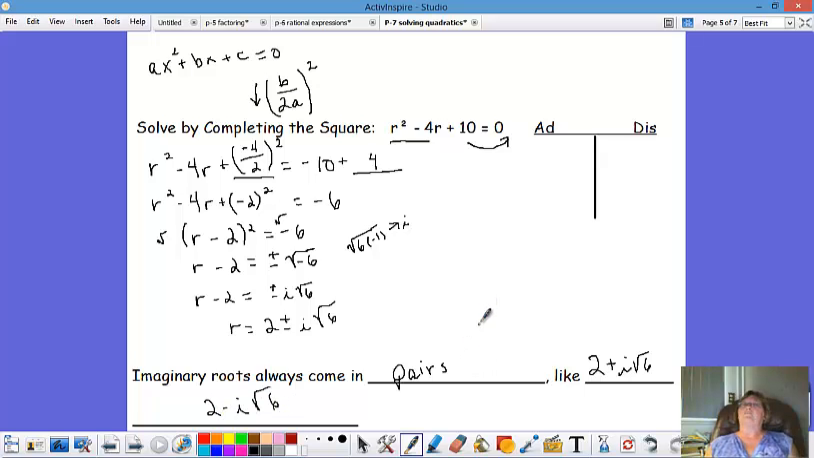I hope you remember that completing the square from last year. It's an excellent tool, especially when you start graphing quadratics. It's a wonderful tool to use. However, for us, the advantage is that this works every time. There is no quadratic that cannot be solved by completing the square.